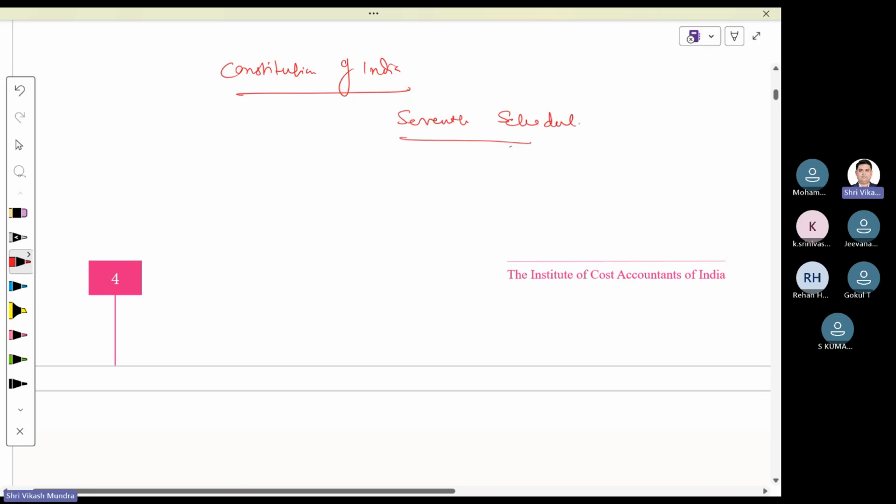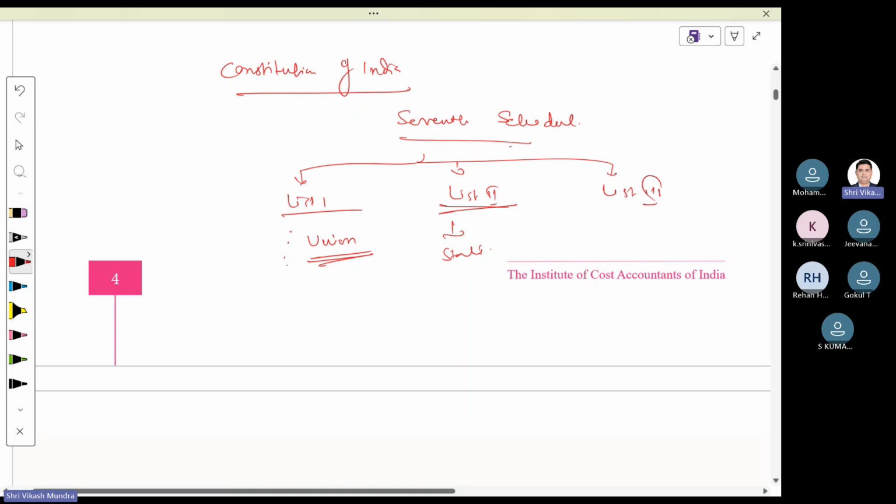The seventh schedule of the Constitution of India provides three lists: List 1, list 2, and list 3. We already know about this thing. List 1 provides the items on which the union government is entitled to make law. And on list 2, the state government is entitled to make law. In this list, there is an item called levy tax on manufacturing, that is excise duty. Then here state governments are authorized to levy sales tax.